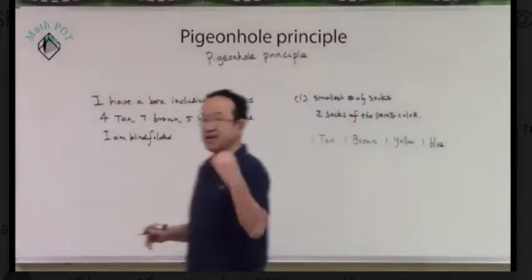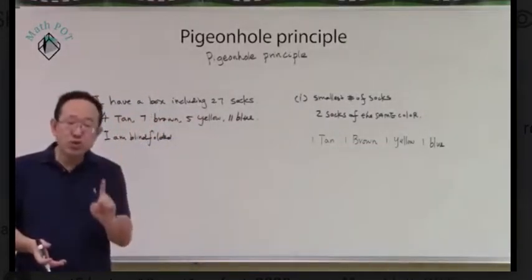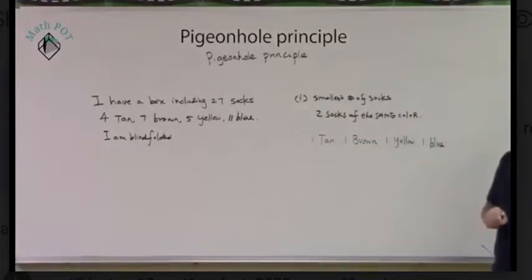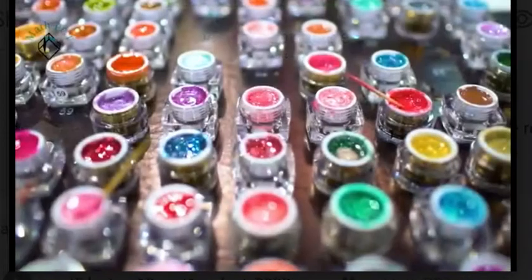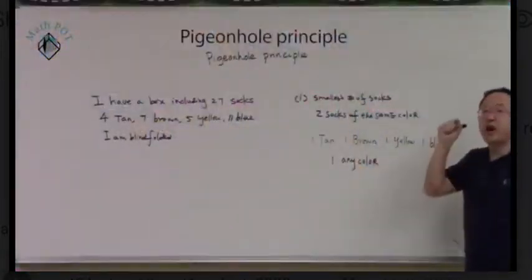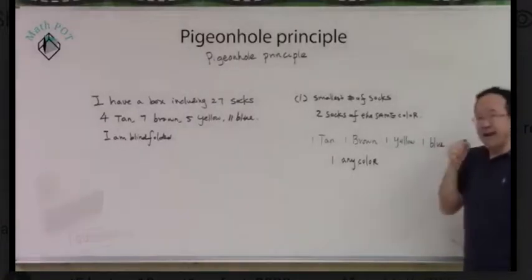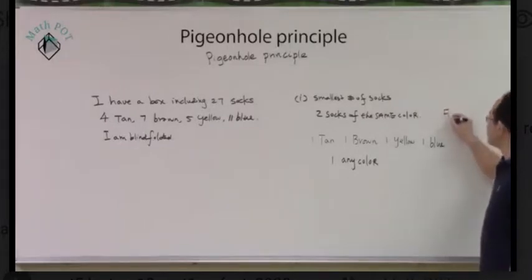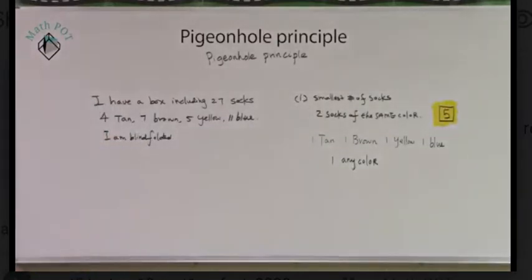So if you choose those four different colors, you pick four, but you still have no two socks of the same color. After you finish those four, it really doesn't matter which color you pick next, any color. Definitely you will end up with two socks of the same color. So that is the smallest number of socks that guarantees you will have two socks of the same color. That means the answer is nothing but 5. So try to understand the strategy to solve this problem.